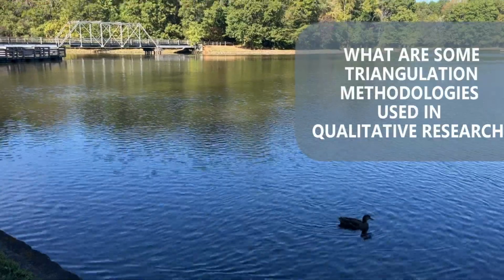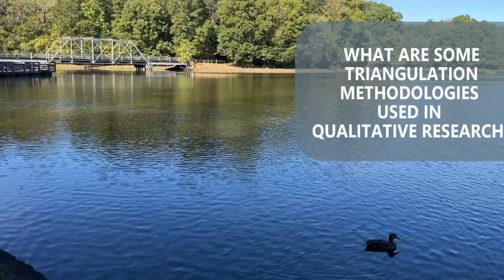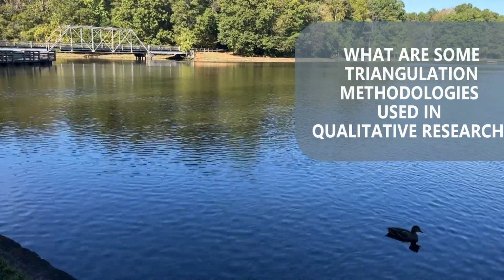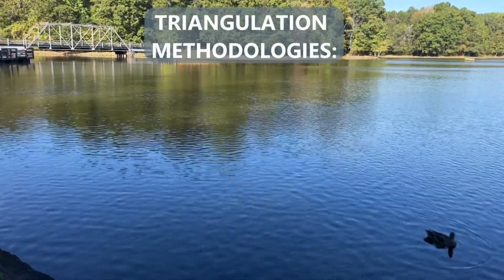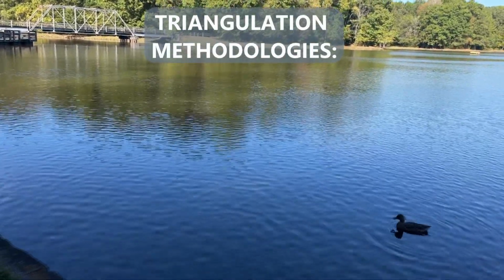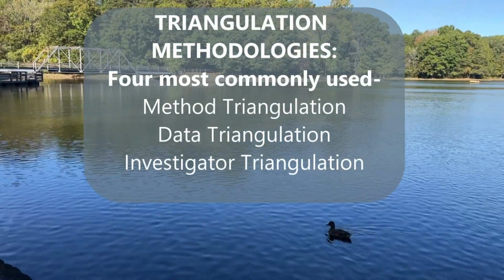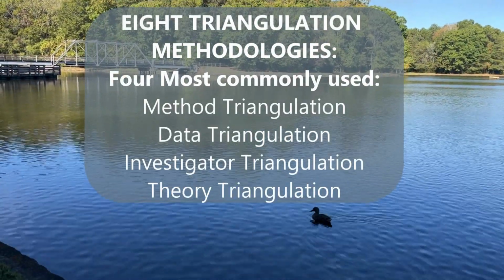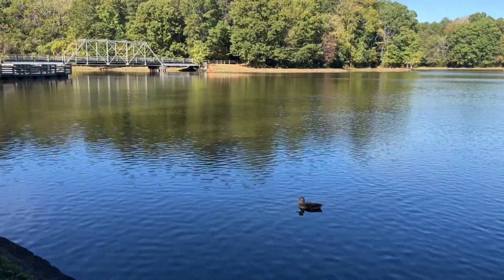What's that, you ask? How many different ways are there to use triangulation in qualitative research? Great question. There are 7 to 8 different methods categorized in the literature. The most common ones are method triangulation, data triangulation, investigator triangulation, and theory triangulation. And we'll cover those in more detail here in just a minute. But thanks for asking.